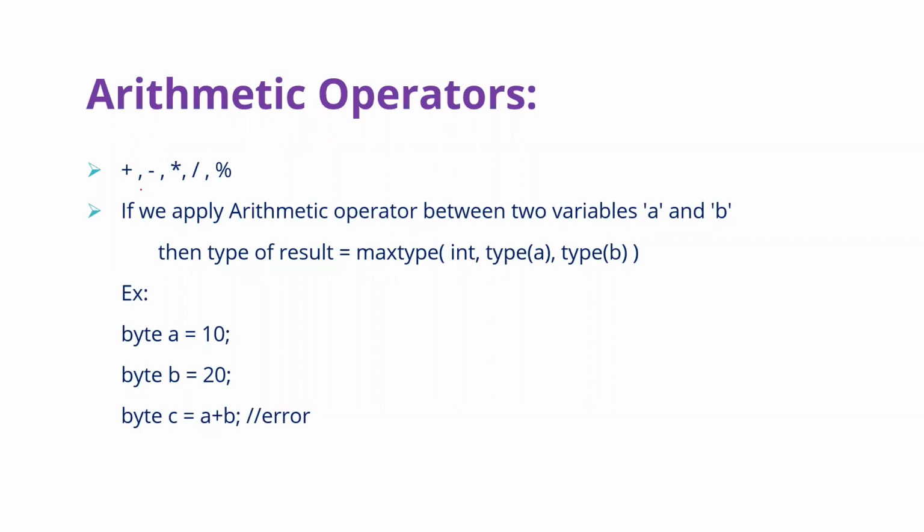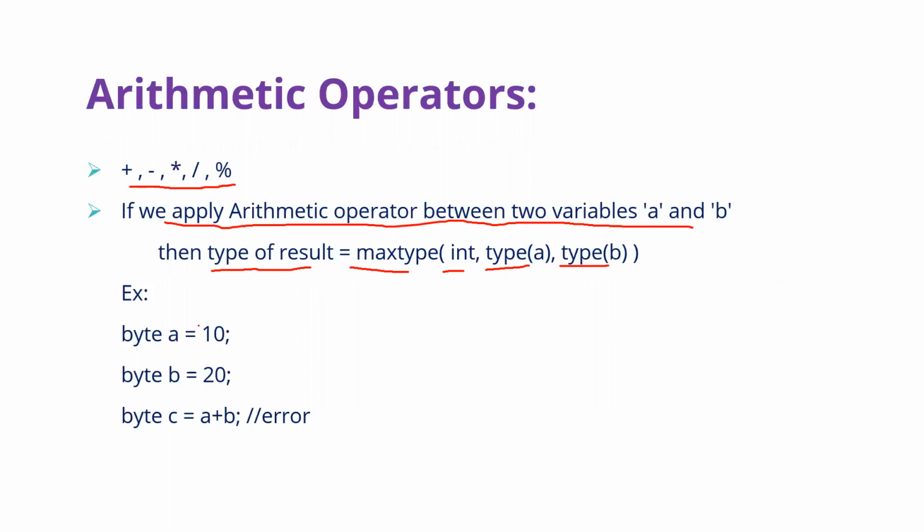We all know that addition, subtraction, multiplication, division and modulo are the arithmetic operators. Some of the interesting points related to arithmetic operators are: if we apply arithmetic operators between two variables, let the two variables be a and b, then the data type of the result will be the maximum type of int, type of a, and type of b. Out of these three types, whichever is the maximum type will be allocated to the result.